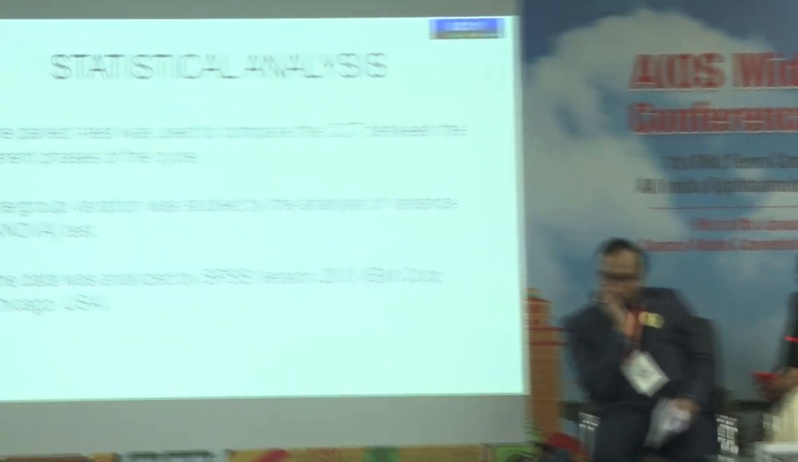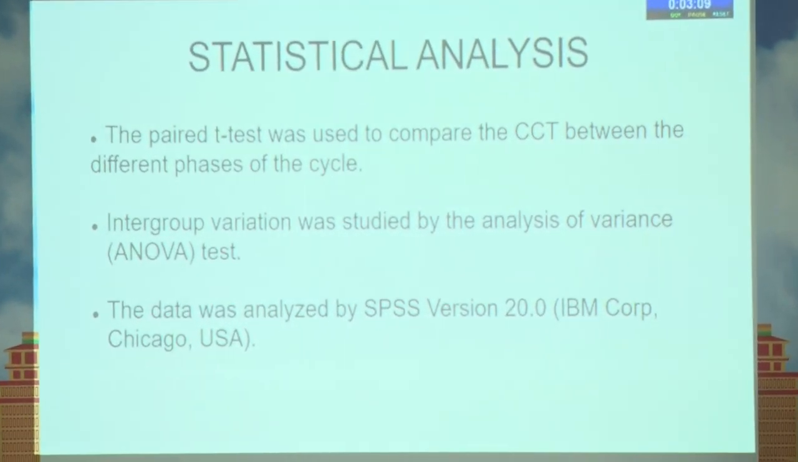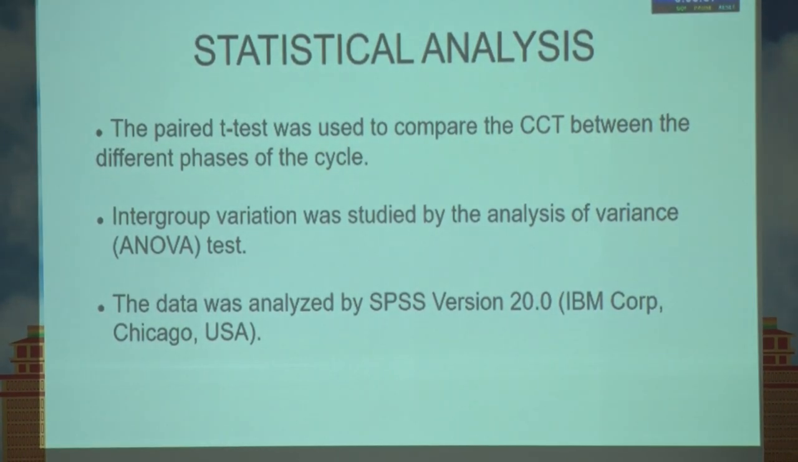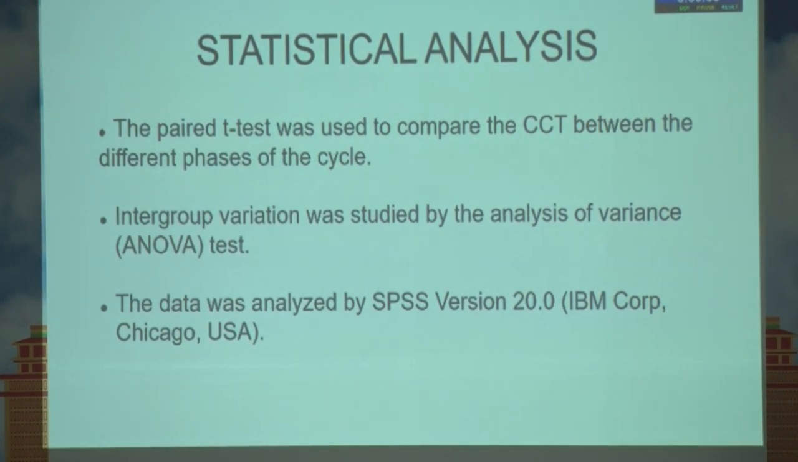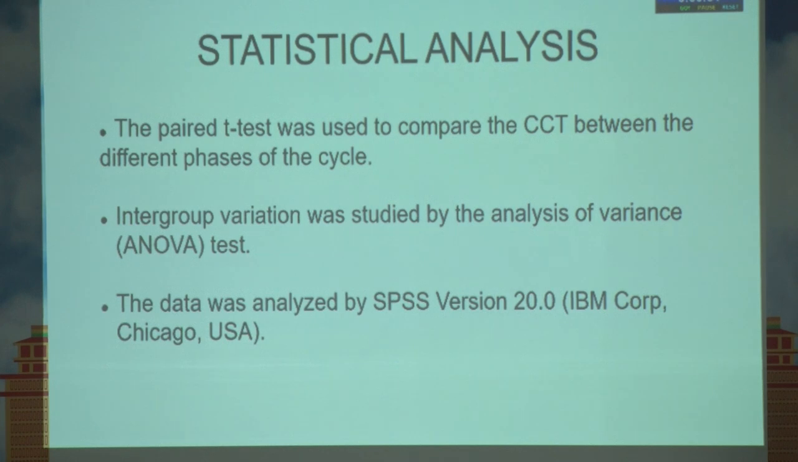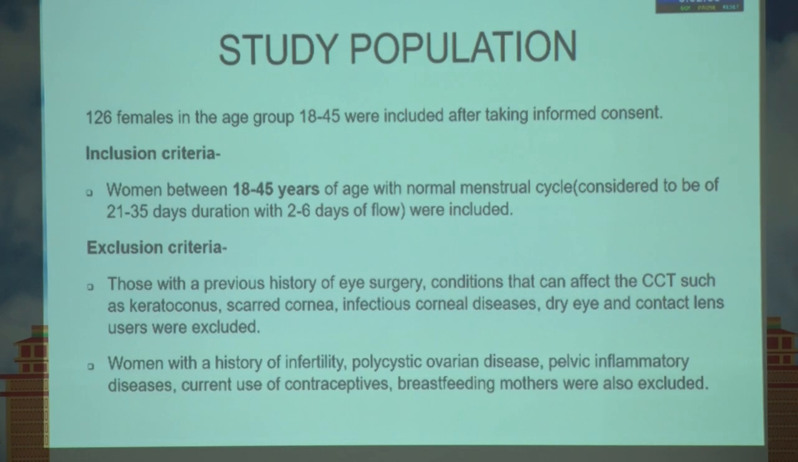Statistical analysis was done using the paired t-test to compare the CCT between the different phases of the cycle. Intergroup variation was studied by analysis of variance and post hoc test. The data was analyzed by SPSS version 20.2. 126 females in the age group 18 to 45 were included after taking informed consent. Women between 18 to 45 years of age with normal sexual cycle were included.